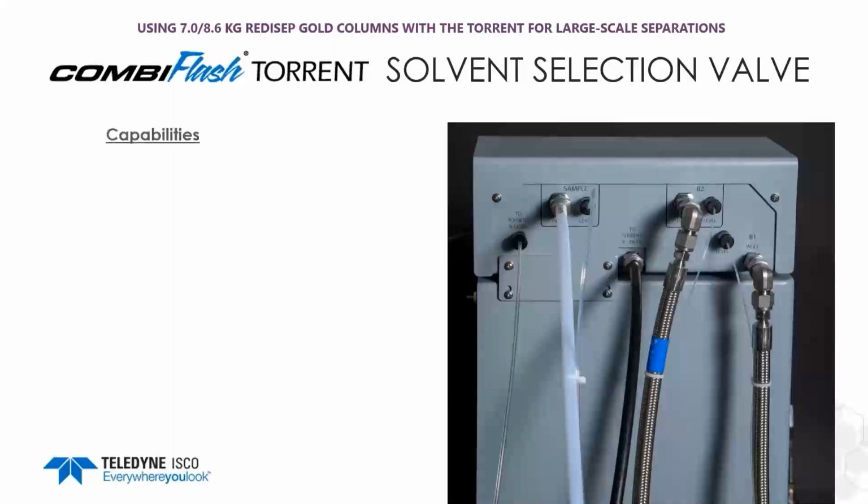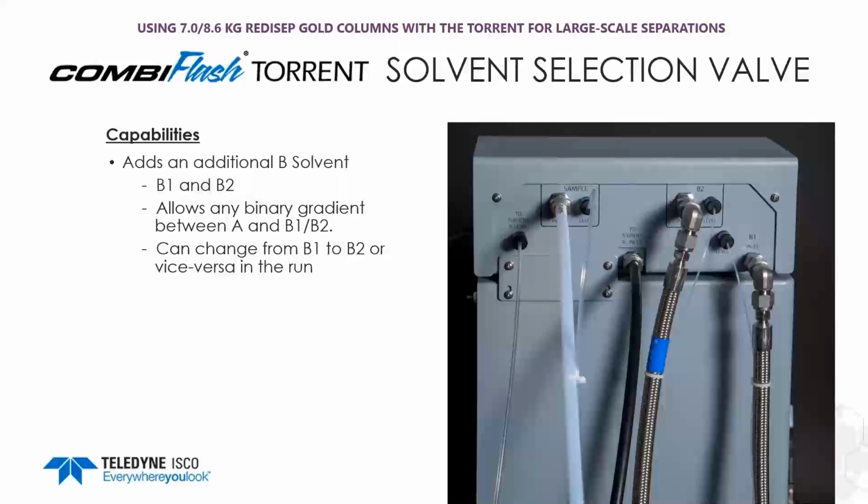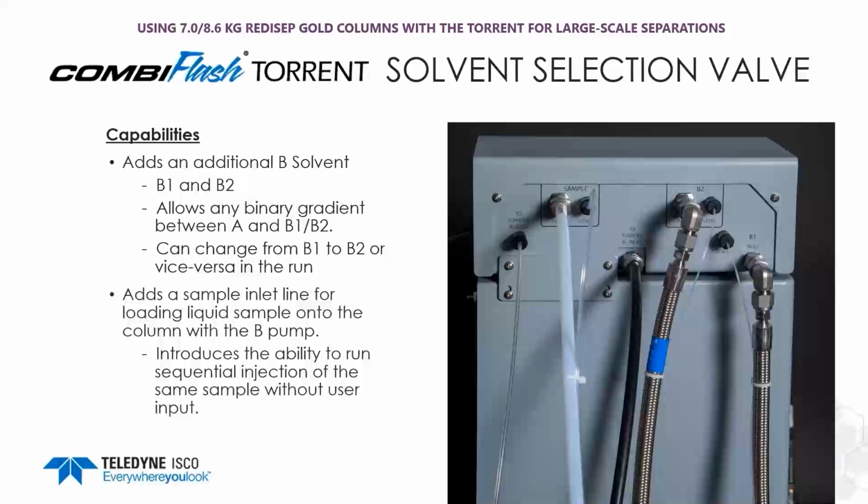And the solvent selection valve here basically adds capabilities to the system. So one, it turns your B solvent line into a B1 and a B2 solvent line. And now we can do any binary gradient between solvent A and B1 and B2. And you can change from B1 to B2 during the run. So you can actually change solvents during the run if you have a wash step built into your protocol.